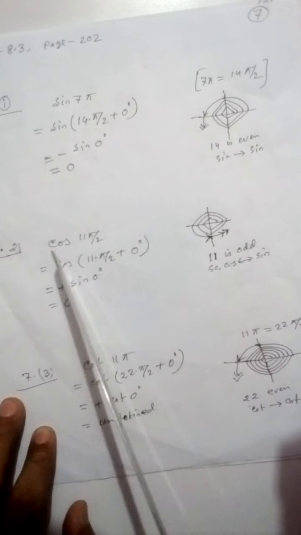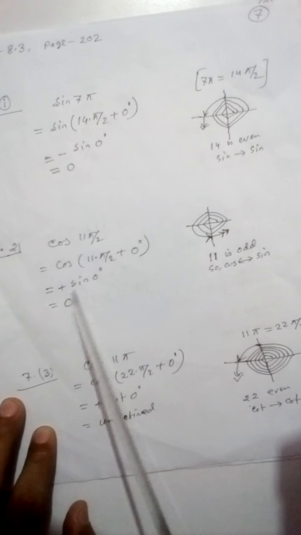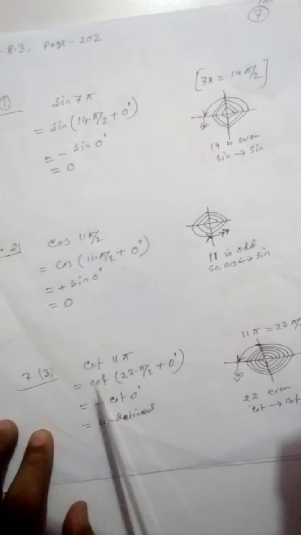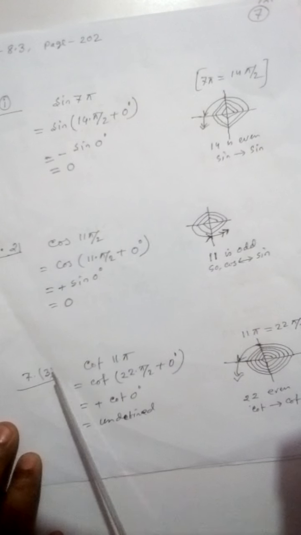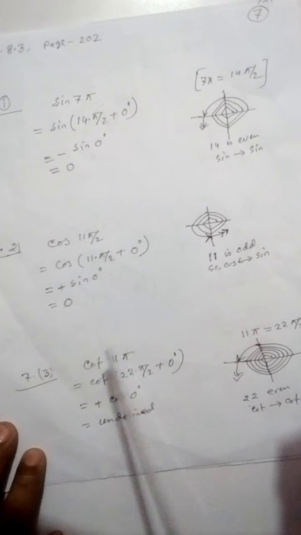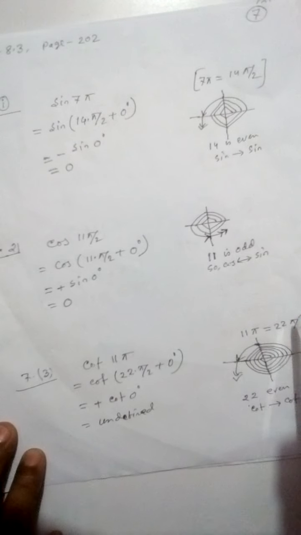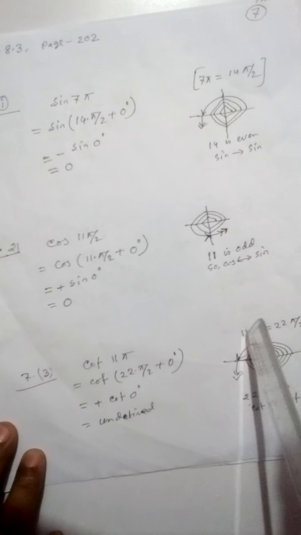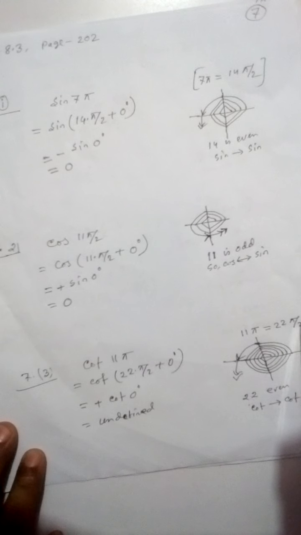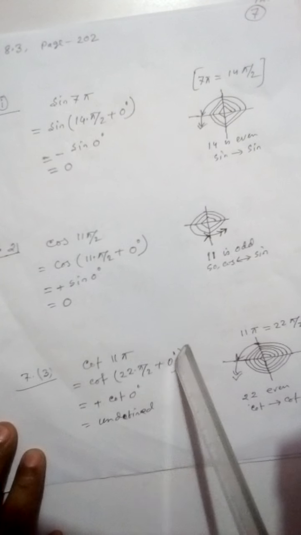Okay, so cos changes to sin 0 degree. Sin 0 degree equals 0. This is the solution. Number 7 in 3, cot 11 pi. First we convert 11 pi, there is a two part. 11 pi equals 22 pi by 2, that means 90 degree into n. So cot 22 pi by 2 plus 0 degree.